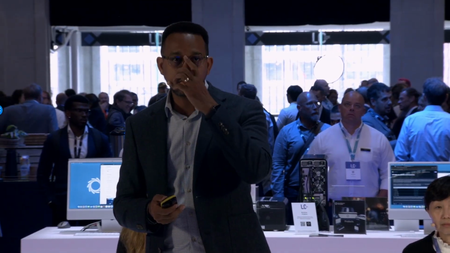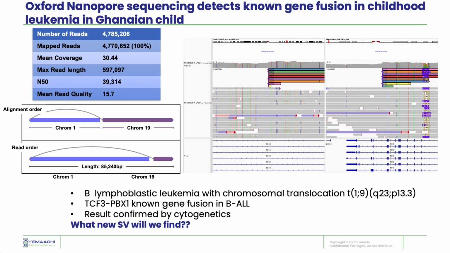I think that is the idea about localizing it. This is just one example of a structural variant that we found, and in this case, we confirmed it against cytogenetics. So with traditional methods, in this case, the child's sample was sent to India, and cytogenetics were performed. In Accra, we did long-read sequencing, and we confirmed the structural variant that had been identified.